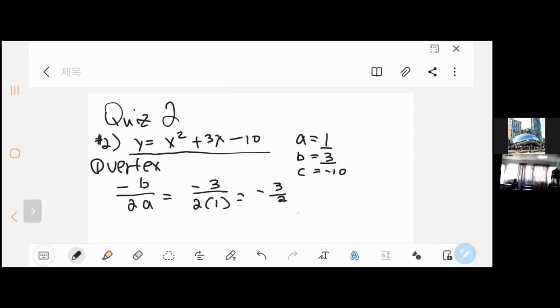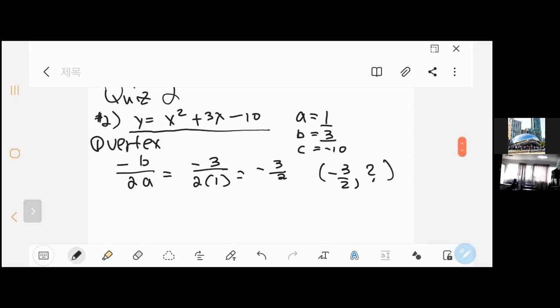This is not the vertex. This is only half of the vertex because our vertex should be in coordinate form. We know the x value of the vertex is negative 3 over 2, and we want to know what y is. How do we find the y? We plug it into the equation, so this number goes into here and here because it's the x value.